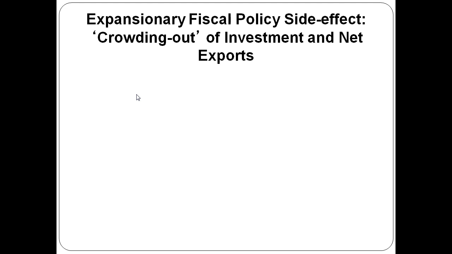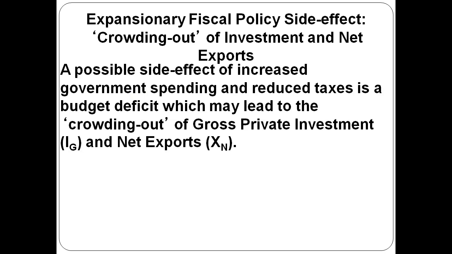This is going to be the side effect of an expansionary fiscal policy. We are increasing government spending and lowering taxes. And the side effect is what's called crowding out of investment and net exports. So a possible side effect of increased government spending and reduced taxes is a budget deficit, which may lead to the crowding out of gross private investment as well as net exports. And we're going to hit each one of these.